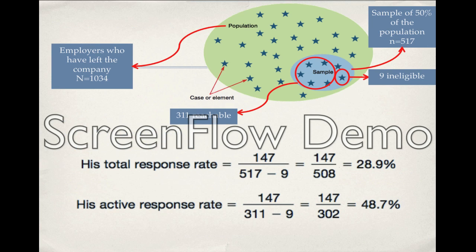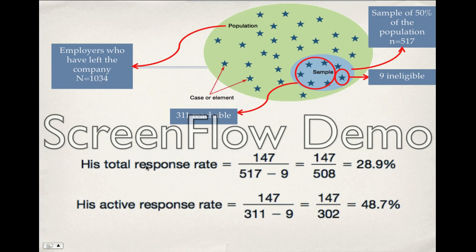Let's say you want to research all the employees that have left the company, and you have this number, which is 1035. But you also know that by sampling only 50% of it, you can already generalize for the whole population. So here you have 517, of which 9 are ineligibles, and 311 are researchable. But what happened is that from this sample, you could only actually talk to 147 of them.